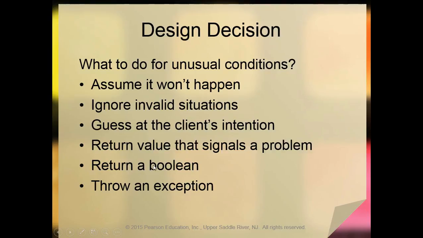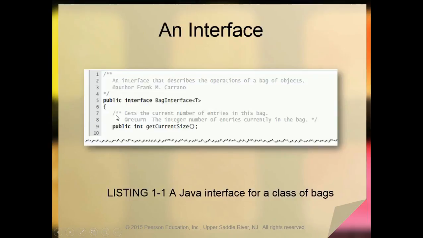We can make the method like a true-false condition. If the method succeeded, return true. If it fails, return false. Or we can use a try-catch block, something we did a lot in programming 2. All right, so let's talk briefly about an interface. Remember, an interface is something that describes the operations of a bag of objects.